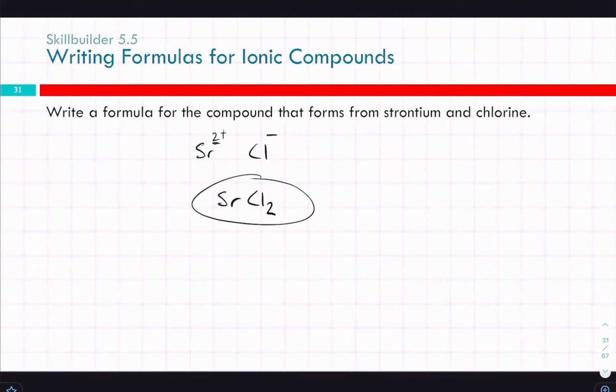So we did a bunch of examples. There's strontium chloride. And so Sr, there's the 2 plus. And so we take that 2 and make it the subscript for chlorine. Take the 1 from 1 minus for chlorine and make it the subscript for the strontium. That's kind of where we were working at last time.